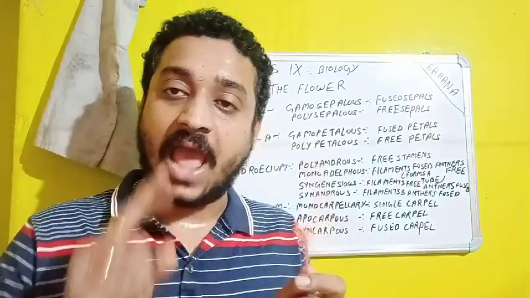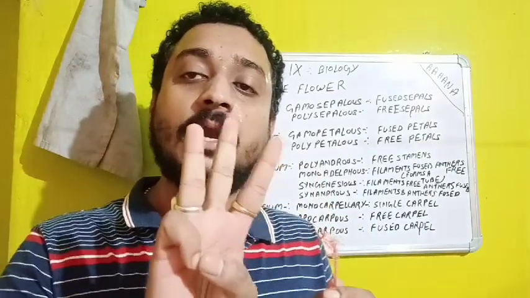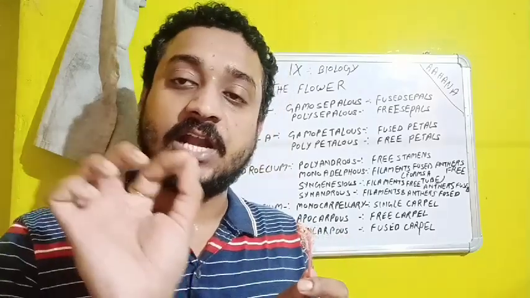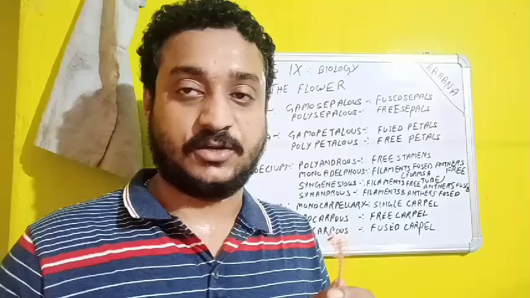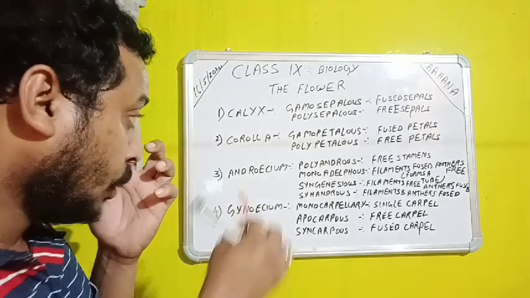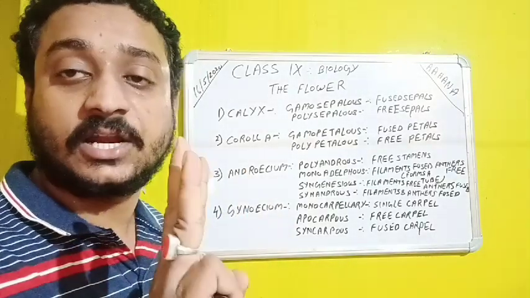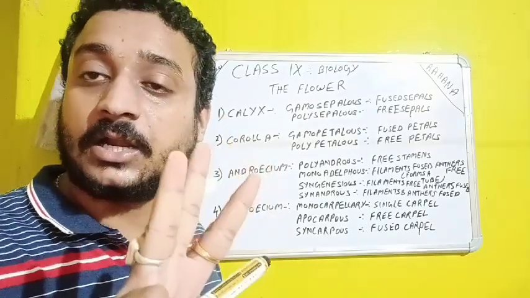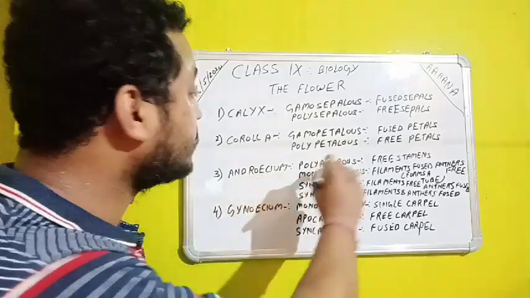Now what I have said: anther, filament and connective together are called the stamen. Anther is connected to the filament, and both are connected by the connective. Whenever we talk about the androecium, it means the anther, filament and connective together, which form the stamen, more biologically called the androecium.